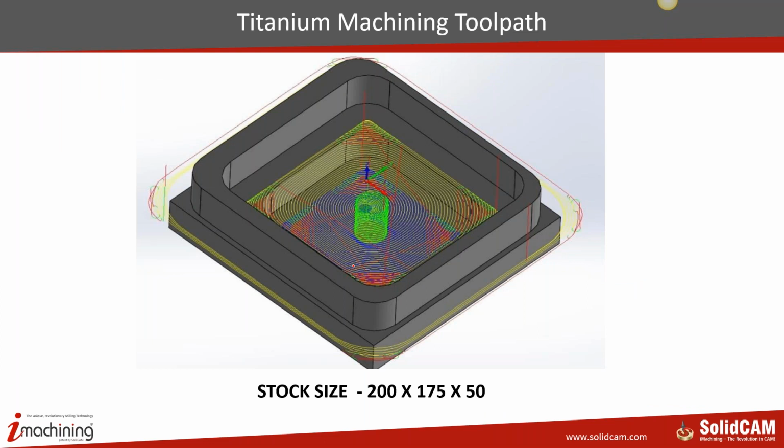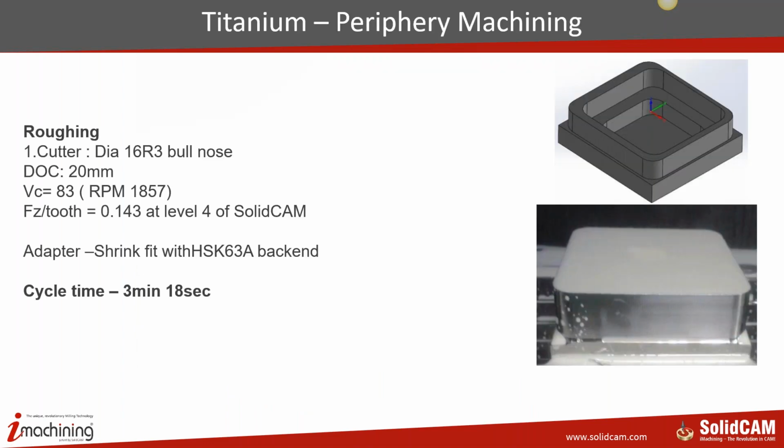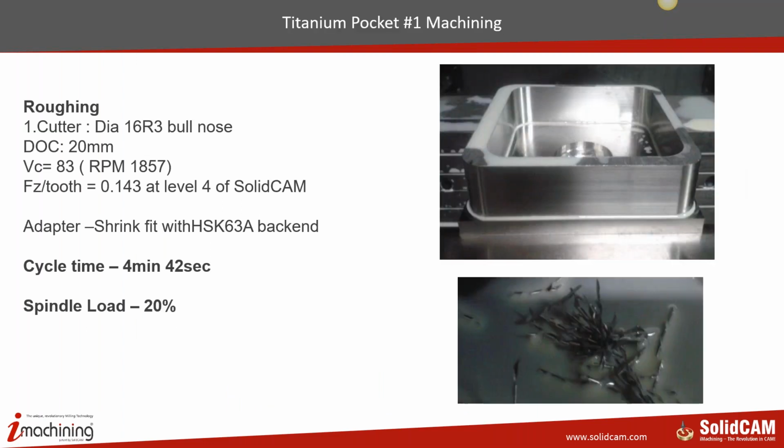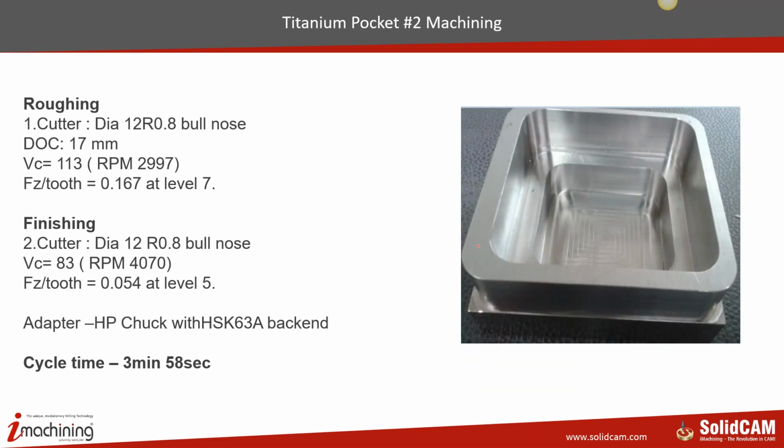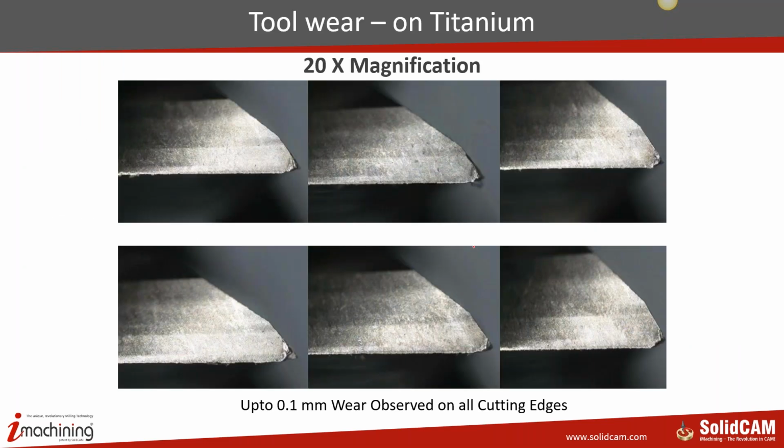And then we moved to titanium, where we took a stock size of 200 by 175 by 50 and machined this whole thing using the tools. The roughing was approximately 3 minutes, 18 seconds. Finishing was 4 minutes, internal roughing was 4 minutes, 42 seconds. And we made another pocket into that with 3 minutes, 58 seconds.